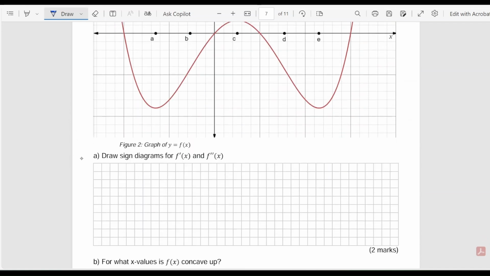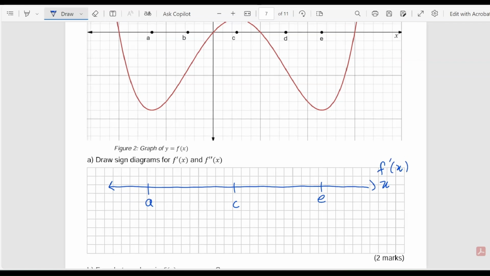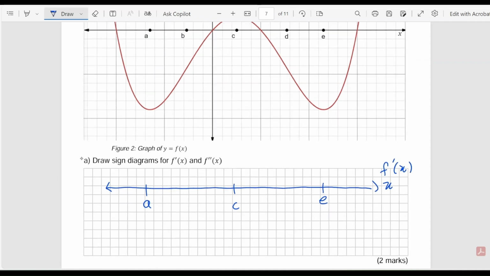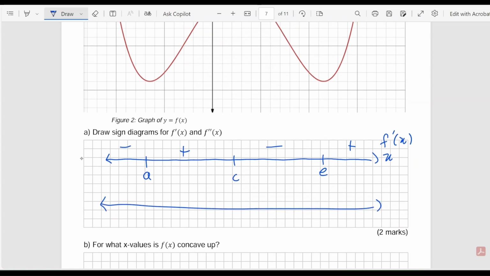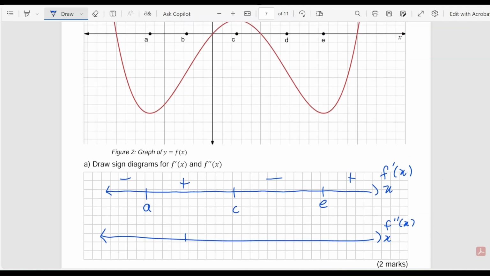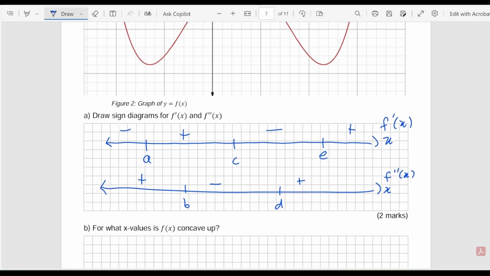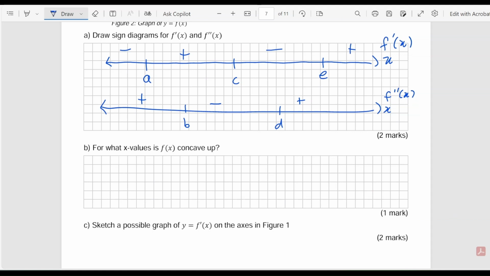All right, there's drawing derivatives questions. So if we've got sign diagrams, and hopefully this is a little bit easier than the conjecture that we just did. E, C, and A are the stationary points. This is going to be x and f dash of x. So downhill before A, uphill, downhill, uphill. Second derivative, we need to put our inflection points, which are B and D. So it's happy, then sad, then happy, or concave up, concave down, concave up. Done.